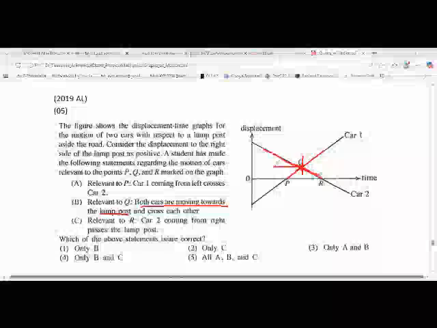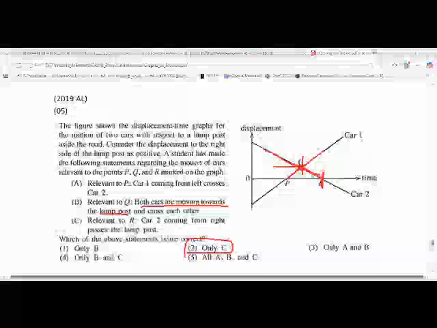C, relevant to C, relevant to R in this time. Car 2 coming from the right passes the lamp post. It is okay. In this time, car 2 is coming near to the lamp post. It is coming from the right and passes the lamp post. It is okay. Then the correct one is only C.